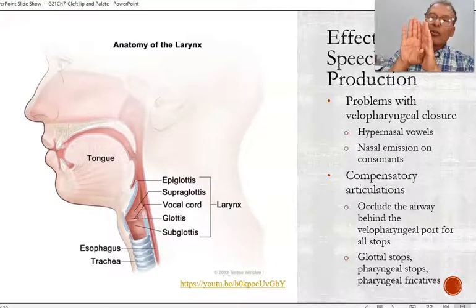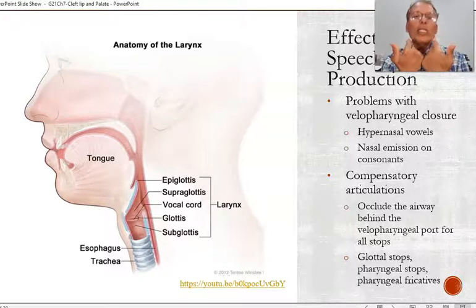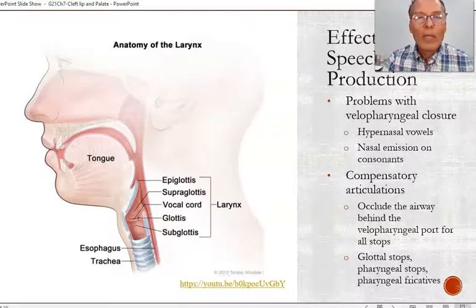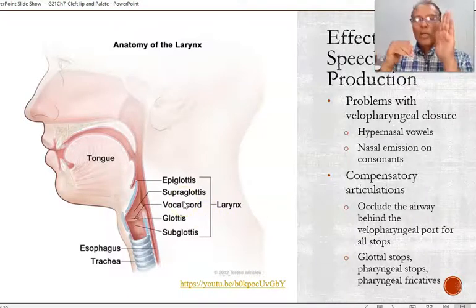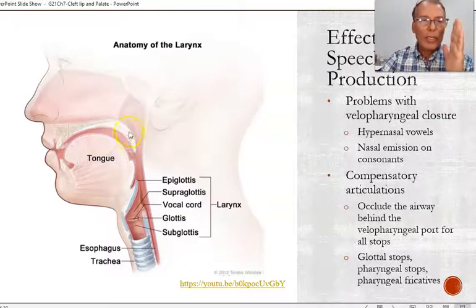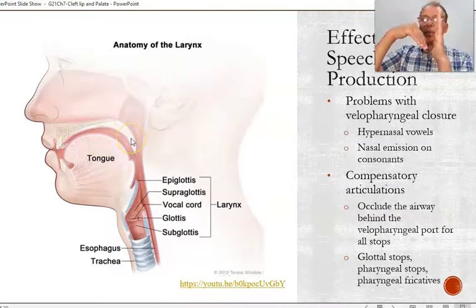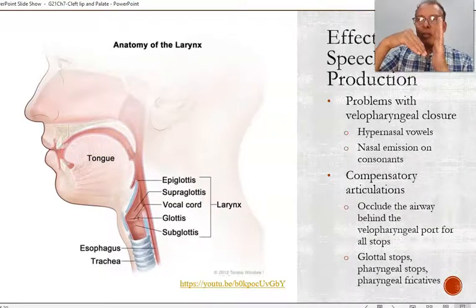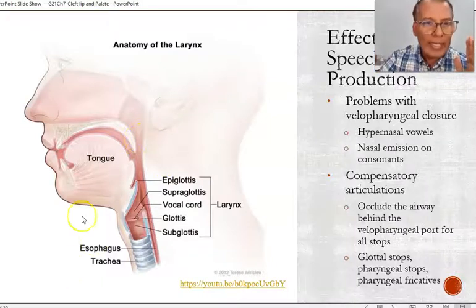So the posterior pharyngeal wall, you can see it if you open your mouth and say, ah, you can see it in the very back. So the posterior pharyngeal wall is like this. The velum is like this, as you see it in the image here, the soft palate. And whenever you speak, it lifts up like this, and it seals against the adenoid pad right here.